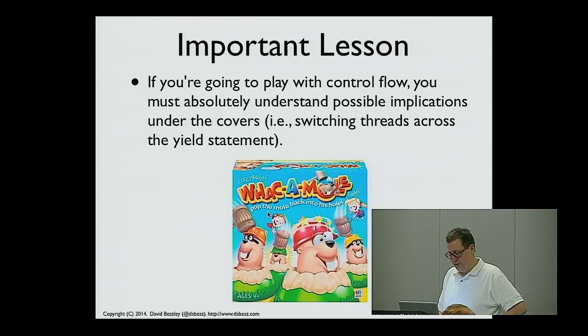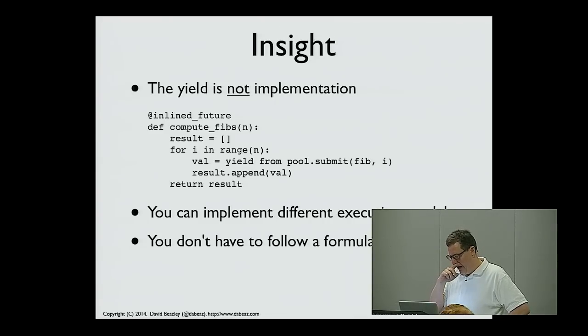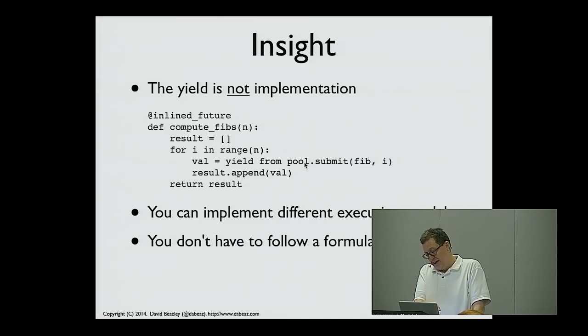But there's something else going on with this whole thing too. It turns out that the yield statement actually doesn't say anything about the implementation of this at all. If you were writing one of these functions using yield, say, yield from this pool, there's nothing in there that says anything about how that is supposed to happen. It just says, okay, I'm yielding from a pool. Somehow, somewhere, some way, I'm going to get woken up with a result. But nothing in this actually says how you're supposed to do it. There's no formulaic rule that says you have to do it this way that I just did.